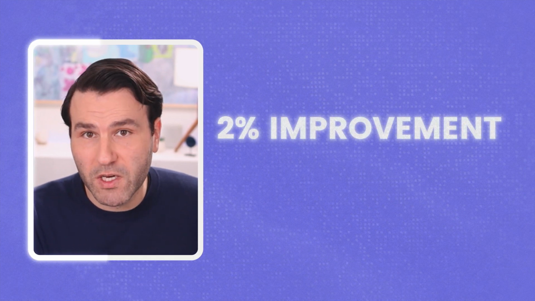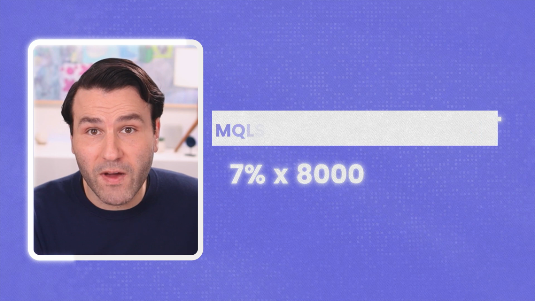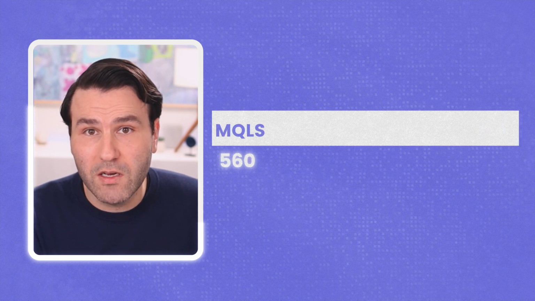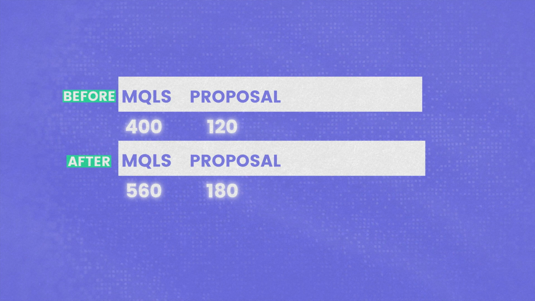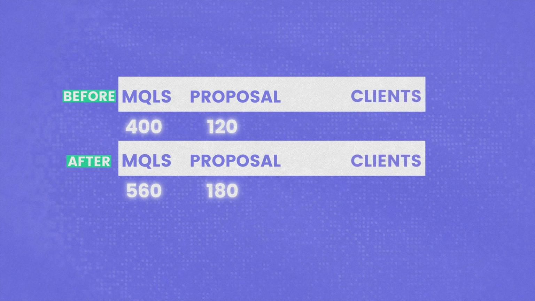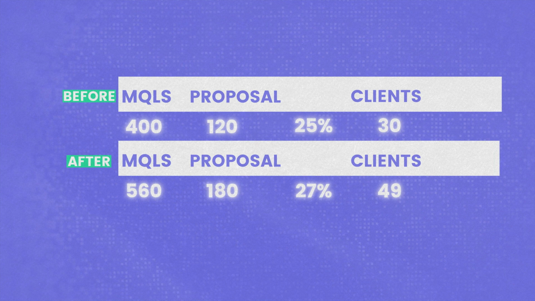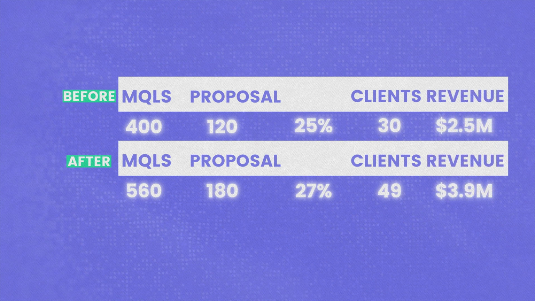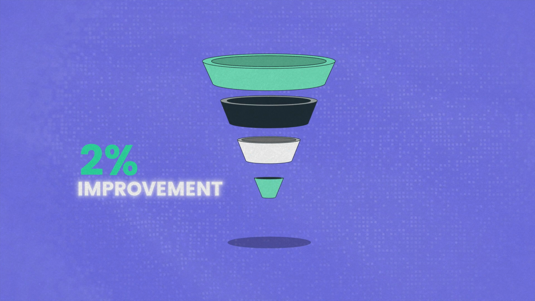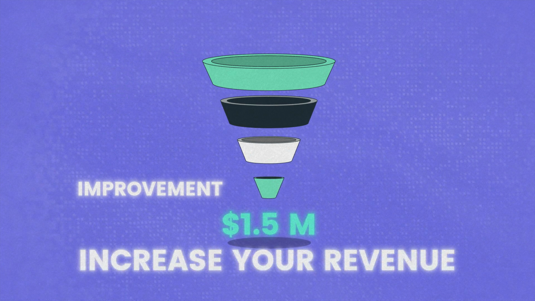So imagine that you did a tweak of just 2% of improvement on this. So now you're qualifying 7% of your prospects. Right now you need 560 MQLs. And so now you've got 180 proposals compared to the 120 that you had previously. And so now you're closing 27% versus 25% of your clients, putting you at 49 clients and 3.9 million in revenue that year. So this 2% improvement that you made in this funnel allowed you to increase your revenue by $1.5 million.